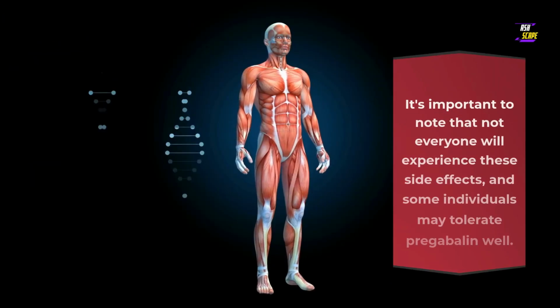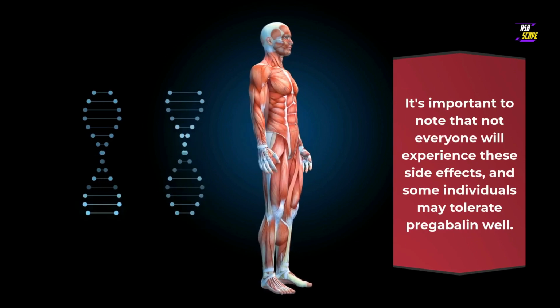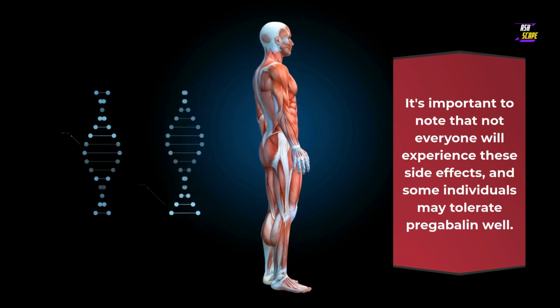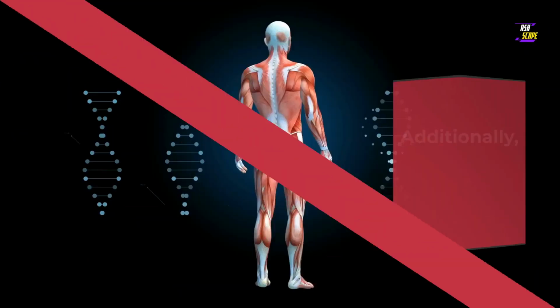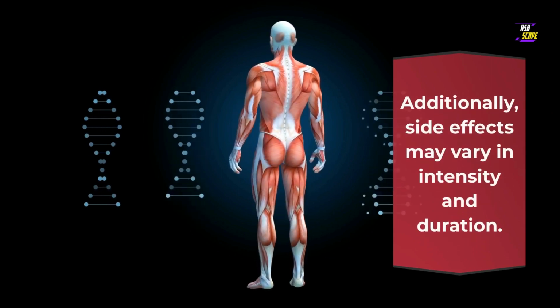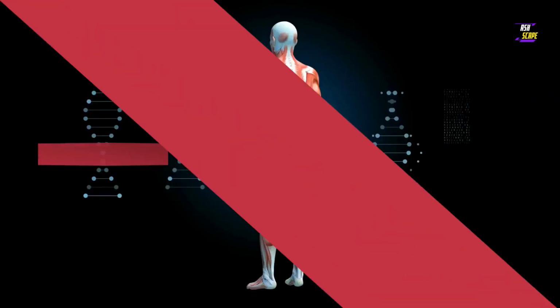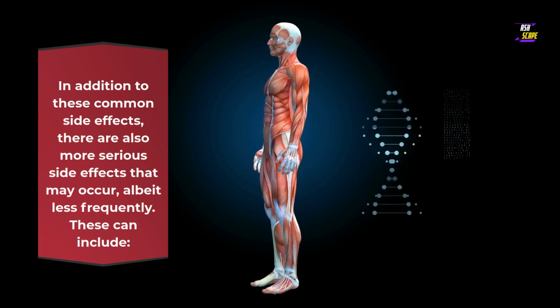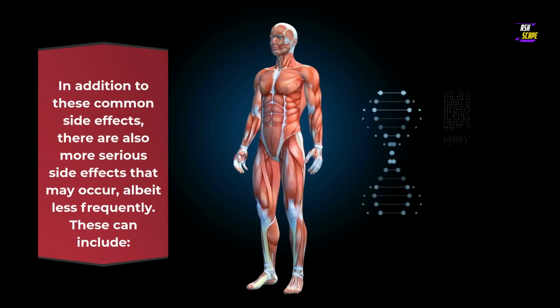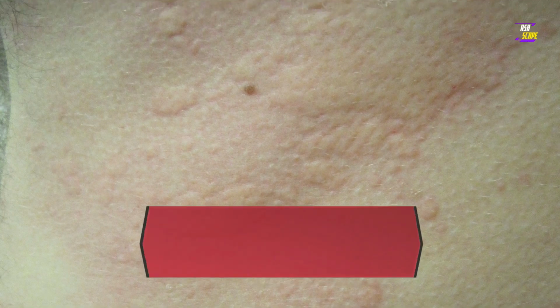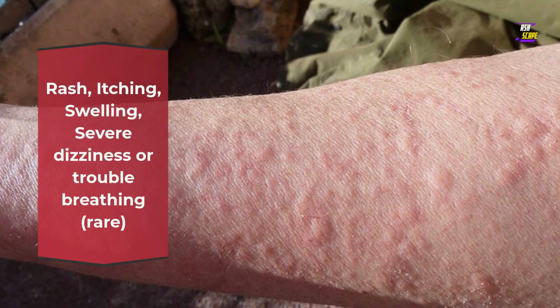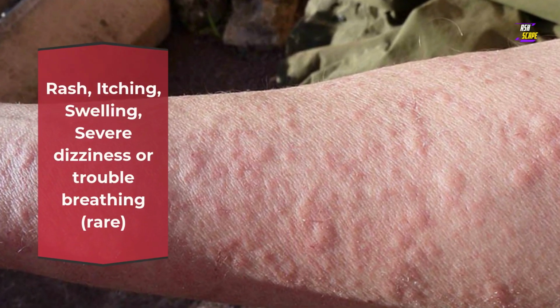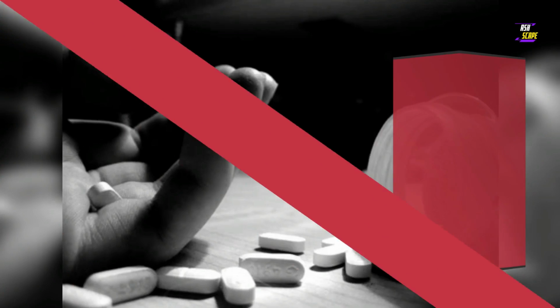It's important to note that not everyone will experience these side effects, and some individuals may tolerate pregabalin well. Additionally, side effects may vary in intensity and duration. In addition to these common side effects, there are also more serious side effects that may occur, albeit less frequently. These can include allergic reactions: rash, itching, swelling, severe dizziness or trouble breathing; and, rarely, suicidal thoughts or behavior.